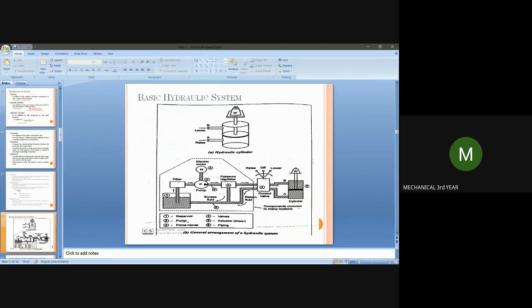Why I am saying 3x2 is we have three positions: the rise position, the off position, and the final one, the lower position. And we have two ports over here. One is the inlet port and another one is the outlet port, and vice versa. So we have three positions, off, rise, and lower, and two ports: one is the A port and another one is the B port.